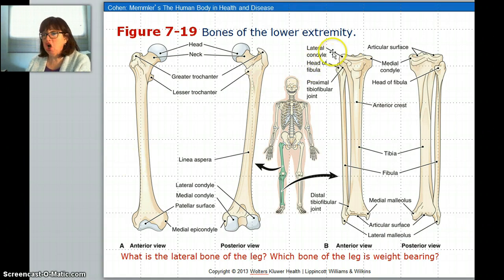Good. We mentioned the word condyle as one of those vocabulary words you need to know. A condyle is a nice articulating surface, and they're usually quite smooth, but yet rounded.